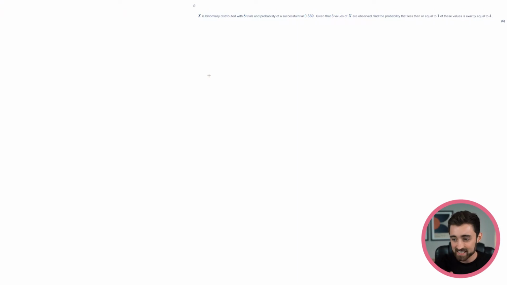So I'm actually going to use a stats question today, and it's going to be from year 12. It's going to be on the binomial expansion. So let's give it a read. It says X is binomially distributed with 8 trials and a probability of a successful trial 0.539. Given that 3 values of X are observed, find the probability that less than or equal to one of these values is exactly equal to 4.